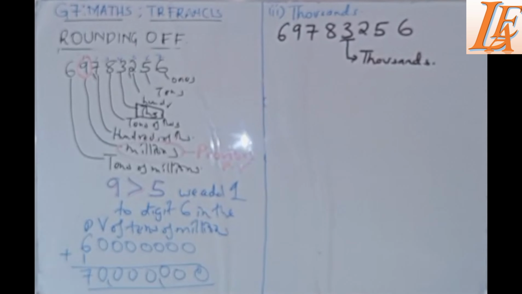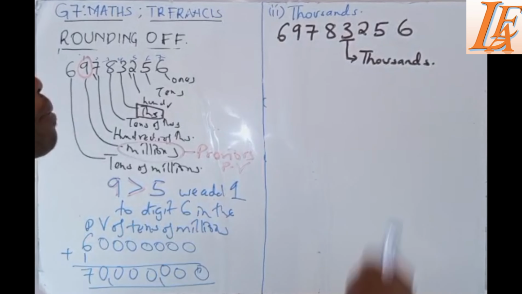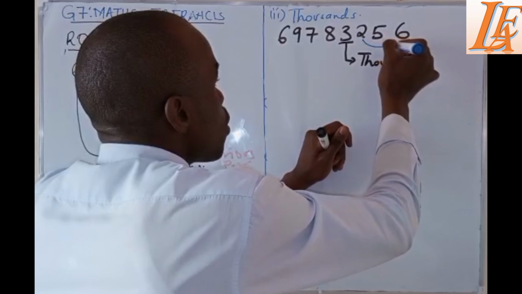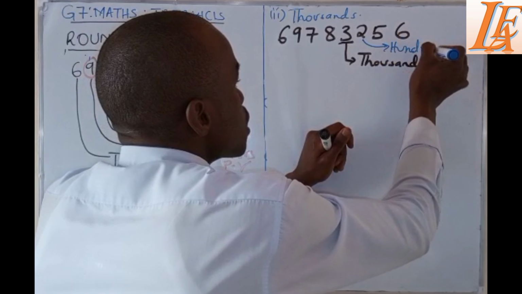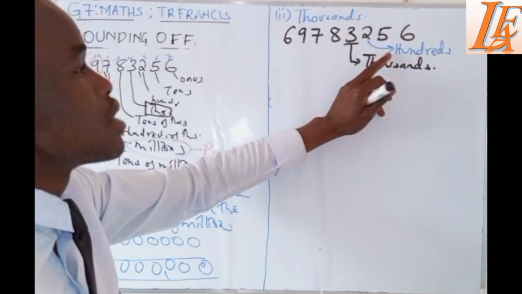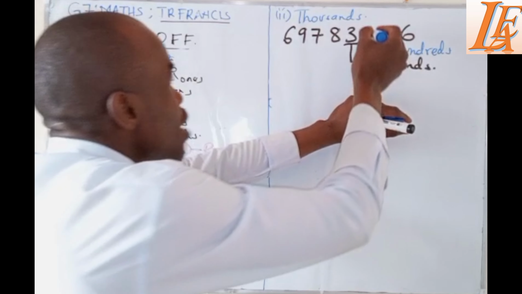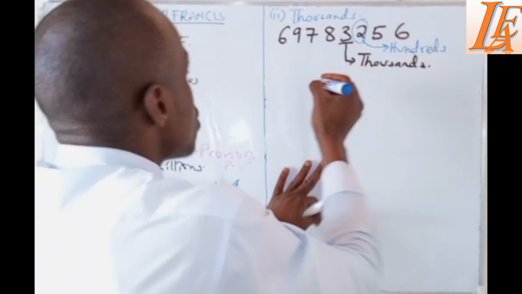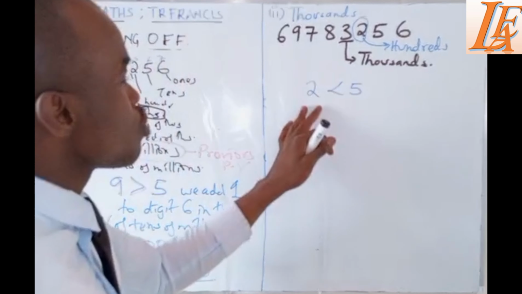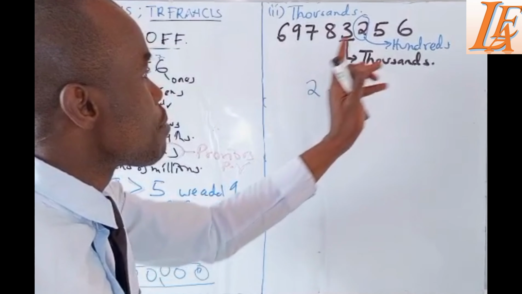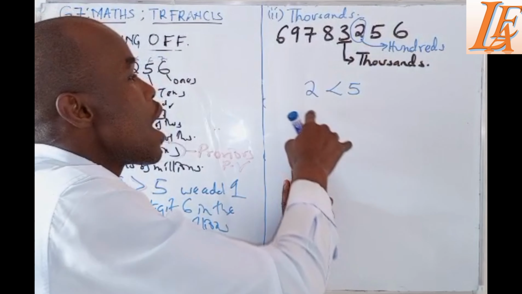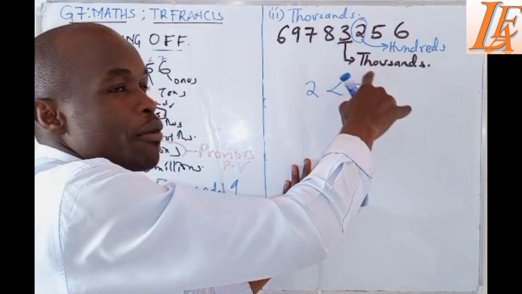But we are told to round it off to the nearest thousands. Therefore, we go back to the place value that precedes this place value, which is hundreds. So hundreds is the place value that precedes thousands. And we check the digit there, which is 2. So 2 is less than 5. And we said if the digit in the previous place value is 0, 1, 2, 3, 4, then we don't add 1 to the digit in the place value we are rounding off.